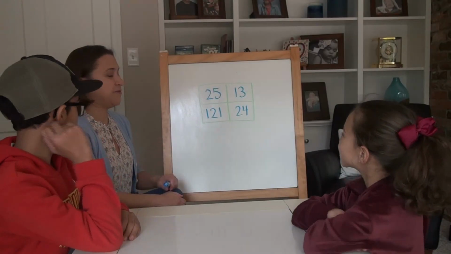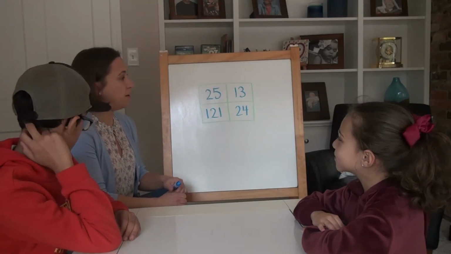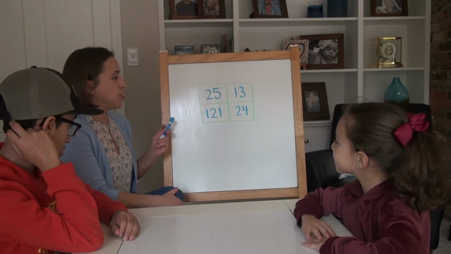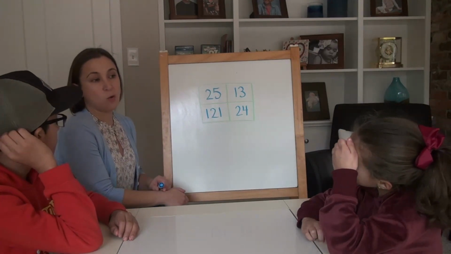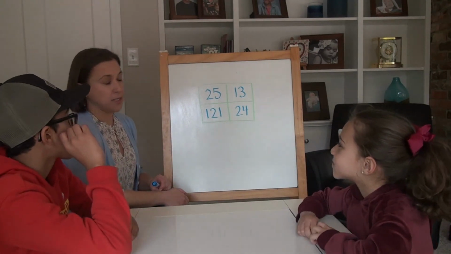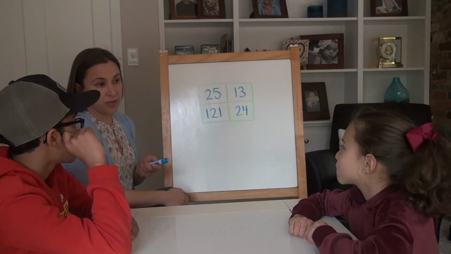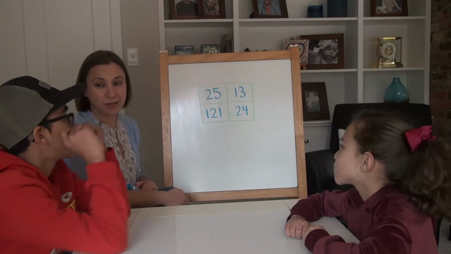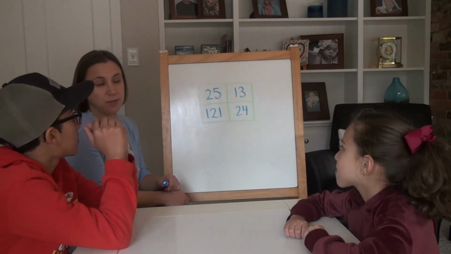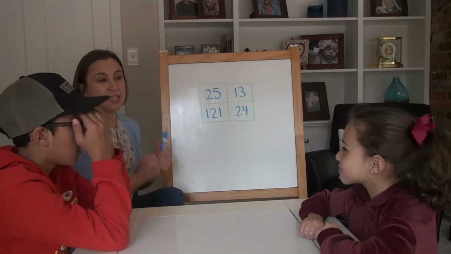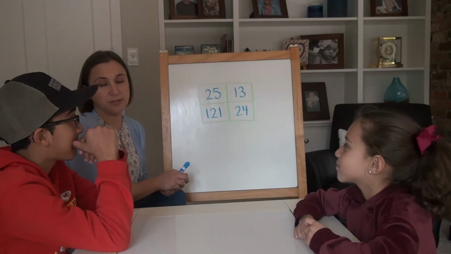Jackson and Reagan, this activity is called Which One Doesn't Belong. Your job is to look at the four numbers and think about which one you think doesn't belong with the other numbers. Now, the cool thing about this activity is there's no wrong answer. Any of these numbers could be the one that doesn't belong as long as you have a reason for it and as long as you can say your reason.